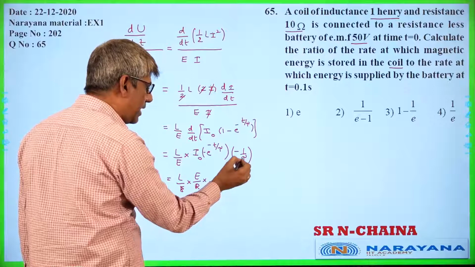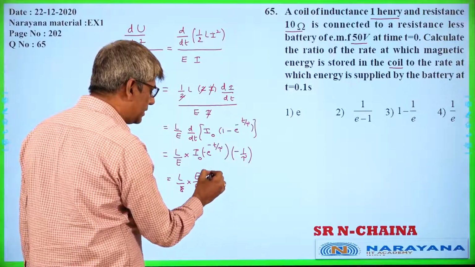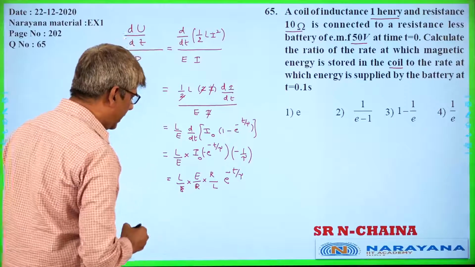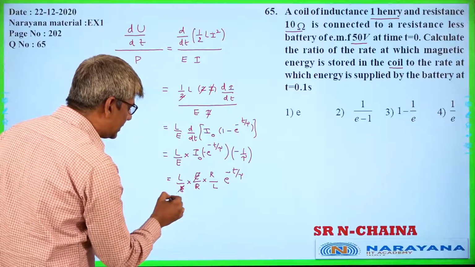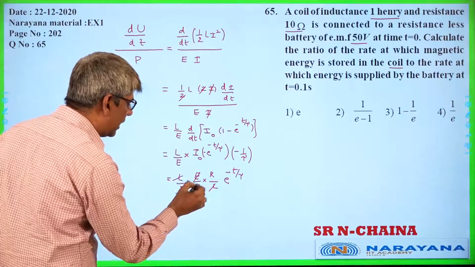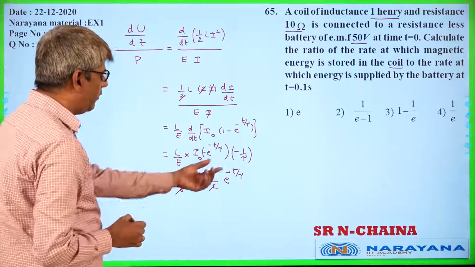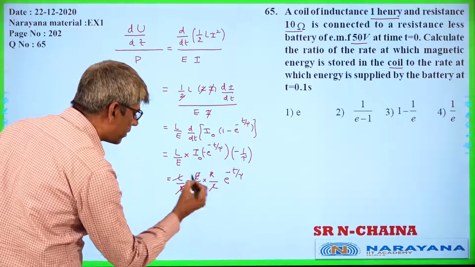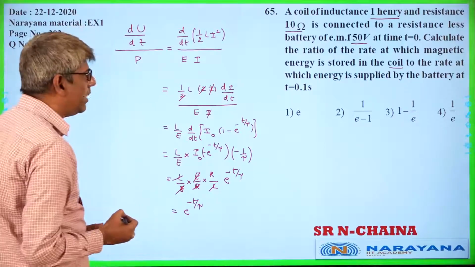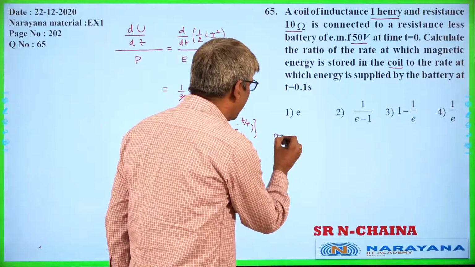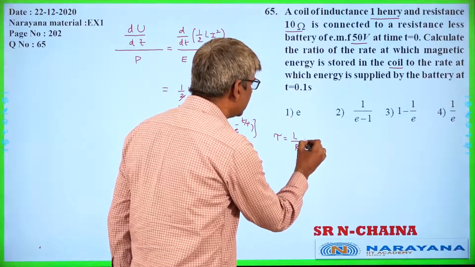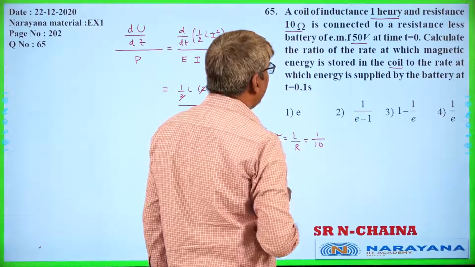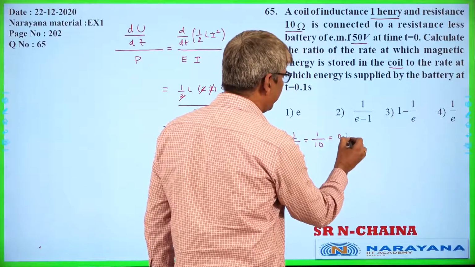1 by tau can be written as L by R, e power minus t by tau. This E and E cancel out, L and L cancel out, R and R cancel out. Therefore, finally, the remaining value is e power minus t by tau. But what is tau here? Tau, we know, is L by R. L value is 1, whereas resistance is 10, so tau is 0.1 seconds.